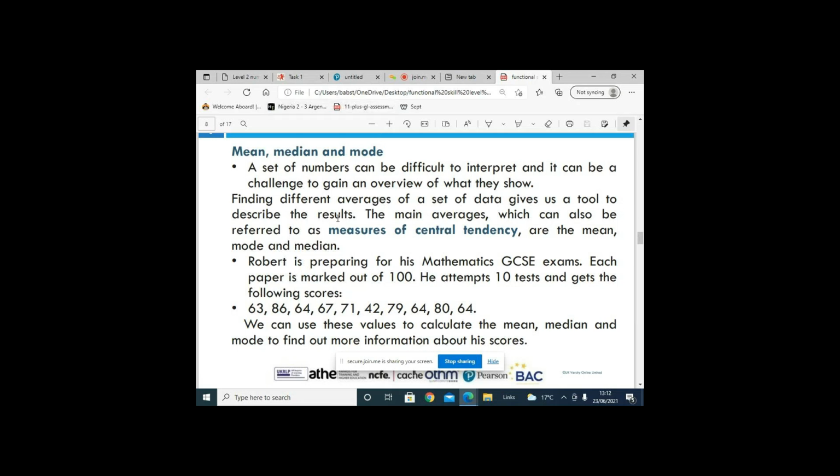So the first one is the mean. To find the mean, you take the sum of all the data divided by how many data there are. For example, Robert is preparing for his mathematics GCSE. Each paper is marked out of 100. He attempts 10 tests and gives the following scores.